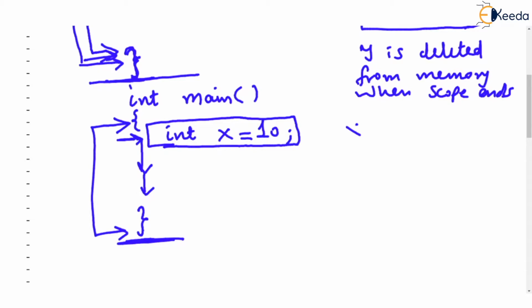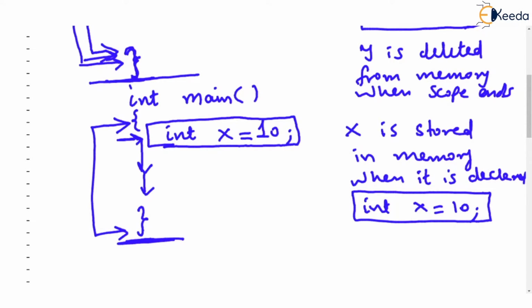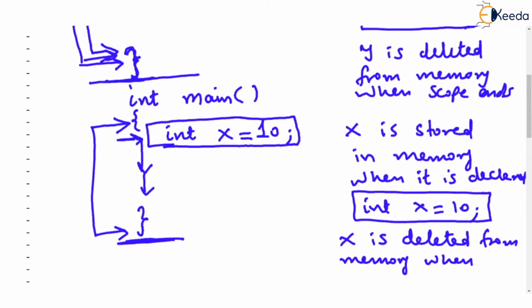So we say x is stored in memory when it is declared. Only when x is declared, it will be stored in the memory. And this was the line, isn't it? int x equal to 10. Due to this line, x becomes available in the memory and it is also using some space, some bytes of memory. But then x is deleted. x is deleted from memory when the scope ends.